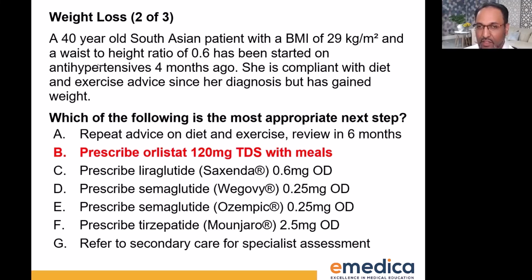I can see they've got hypertension. Similarly, if you had a patient with diabetes and they've got an additional risk factor, then the threshold drops. So it's 28 and above.